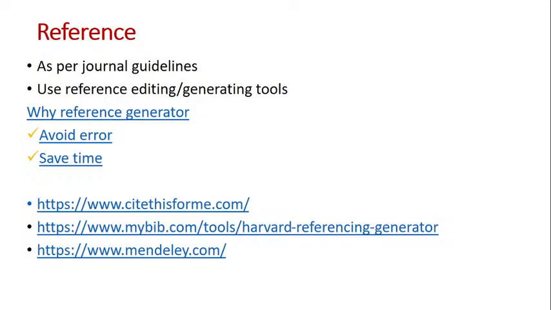Here in the reference section, you need to follow the journal guidelines, that is important. Journals expect one reference style, and there are different ones: APA, Harvard, IEEE, so many are there. As per the journal guidelines, whatever they are asking, you need to write the reference. Otherwise, you cannot write the reference in your own way.